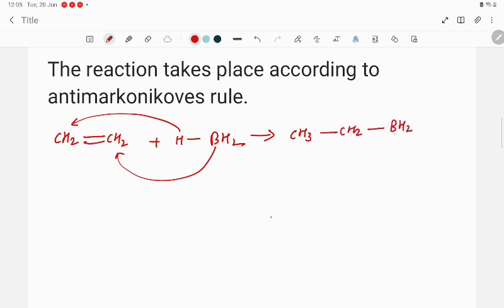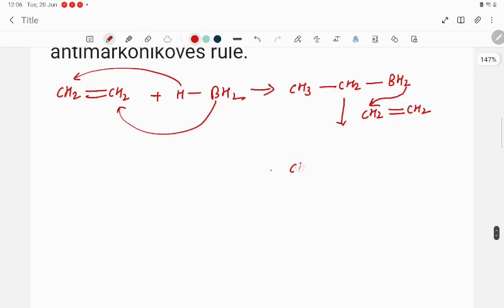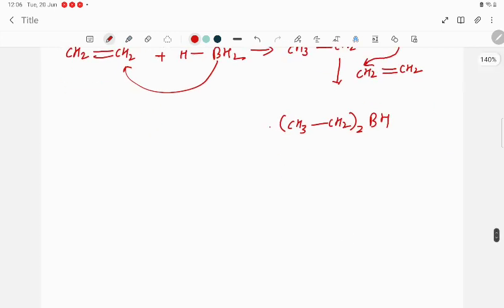Now this boron is having two hydrogens. So first you add one more alkene here. This hydrogen is going to add here. So it is going to give CH3, CH2, whole twice, BH. But one more hydrogen is there with the boron, so it is going to add with another molecule of the alkene. This hydrogen is going to add here.